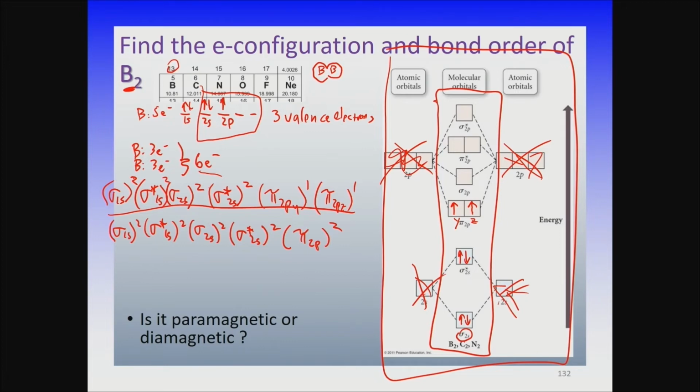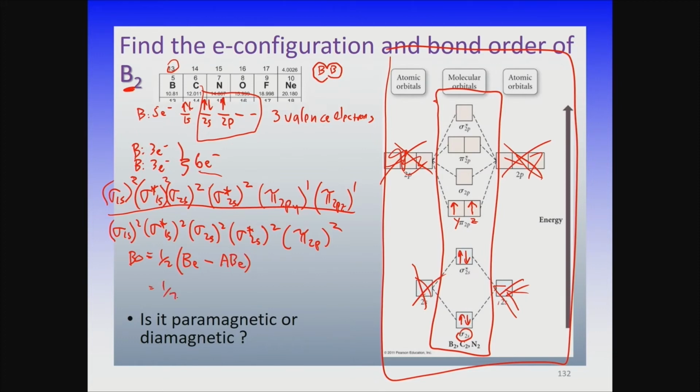Now, can you figure out the bond order? We talked about this last time. The bond order is equal to 1/2 the number of electrons in bonding orbitals, which I'm going to write as capital B E, minus the number of electrons in antibonding orbitals, which I'm going to write as A B E. So if you do that calculation, let's see what we get.